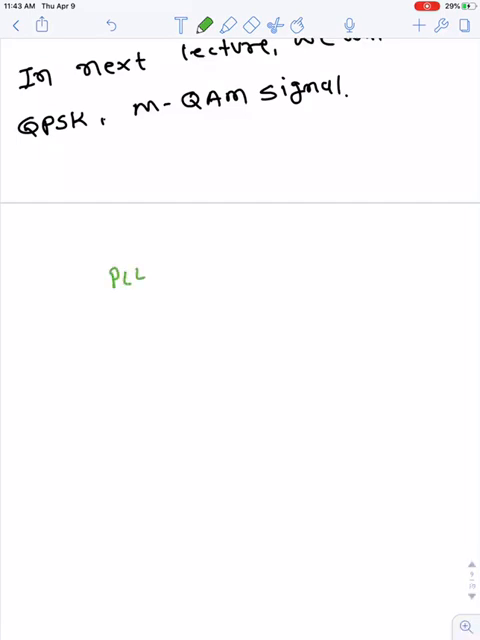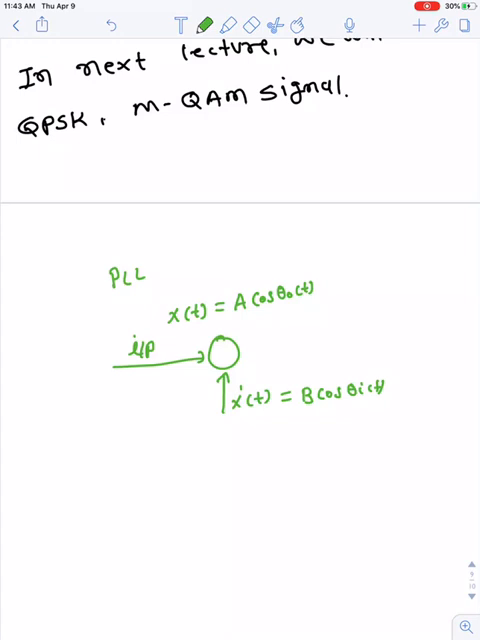A phase lock loop is simple. You have an input signal, let's say x of t, which is given here. Then you have a feedback signal, which is known as x dash of t. If the input signal is represented as a cos theta i0 of t, and x dash of t is represented as b cos theta i of t, we will take the difference here. This is positive, this is negative. So we will simply multiply here, not take the difference.